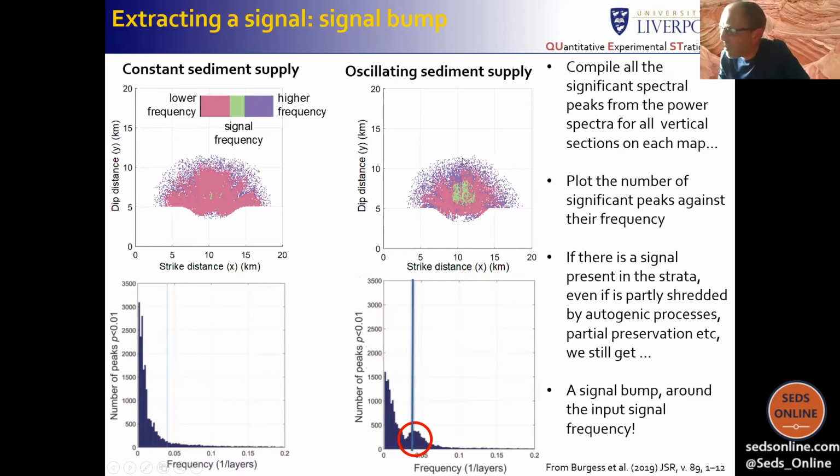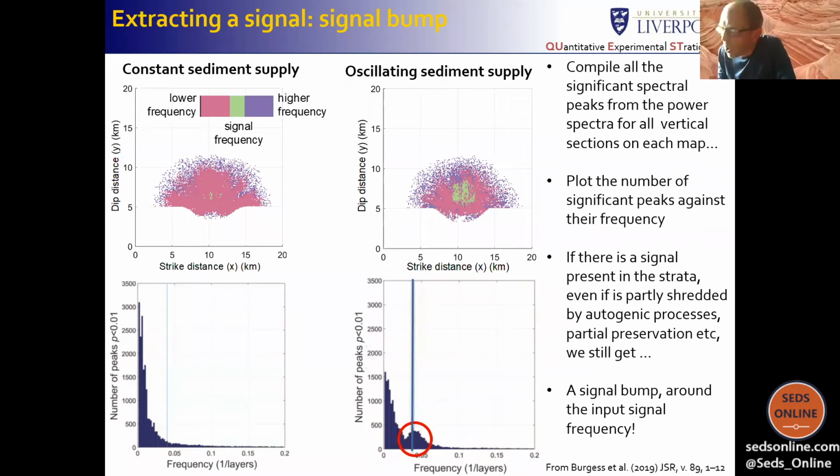In the oscillating supply model, where the input signal was at about 25,000 years, I think, we see this bump, this jump in the number of significant peaks at and around the signal period. And this is what we were referring to as the signal bump, because this is telling us that in this case, there is potentially some external signal that's driving production of these significant peaks coming out of the spectral analysis, all right? So a signal bump around the input signal frequency.